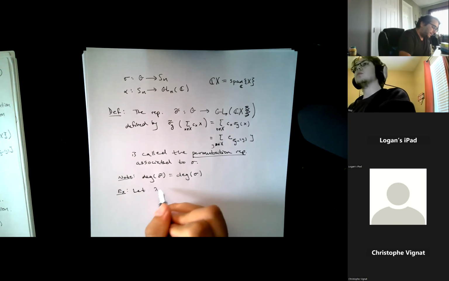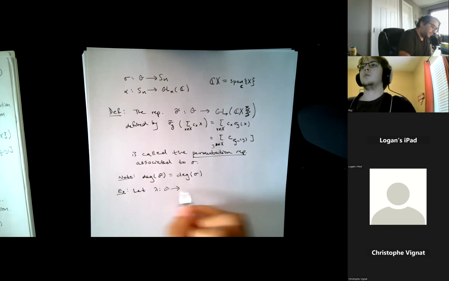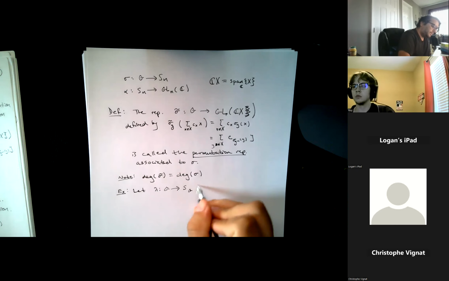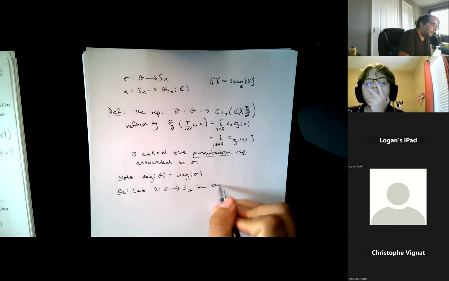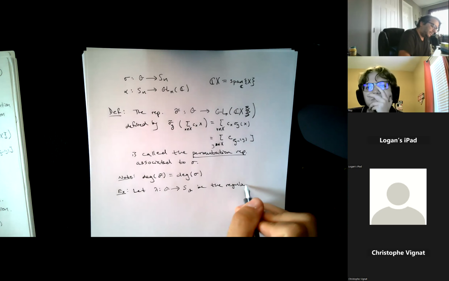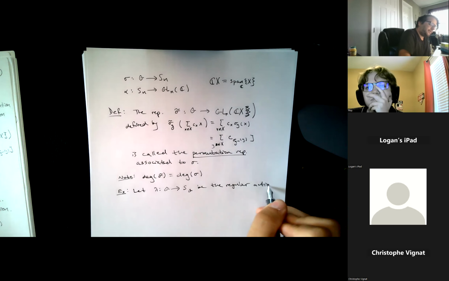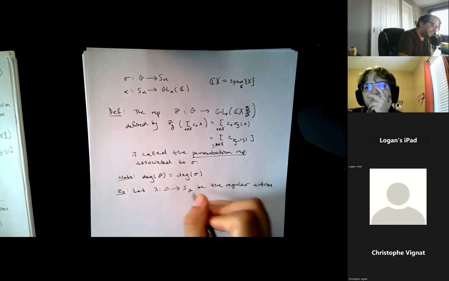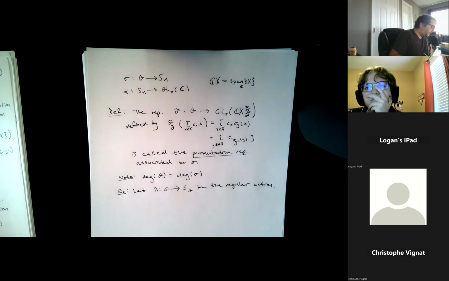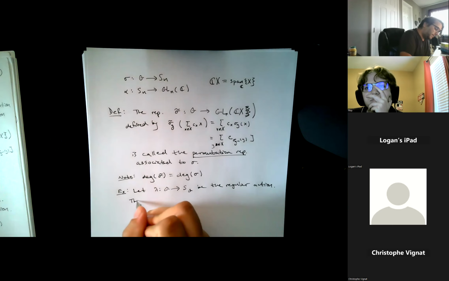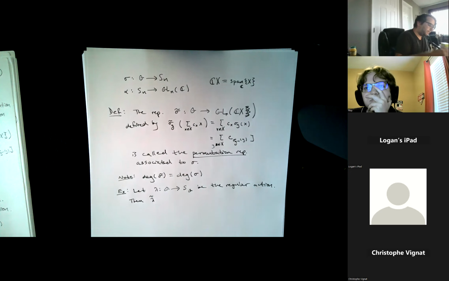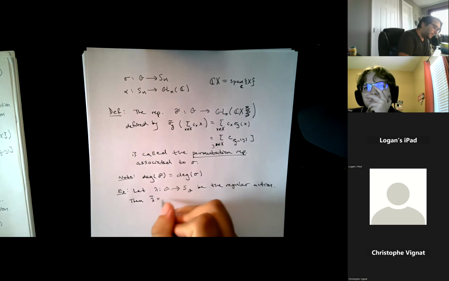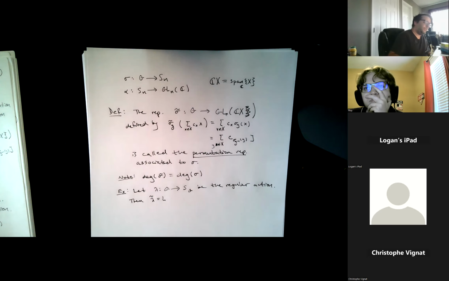So let lambda be the regular action. So that was that left multiplication action. So that's supposed to be a G. Then lambda tilde, the permutation representation, is the regular representation, which is why this is called the regular action.